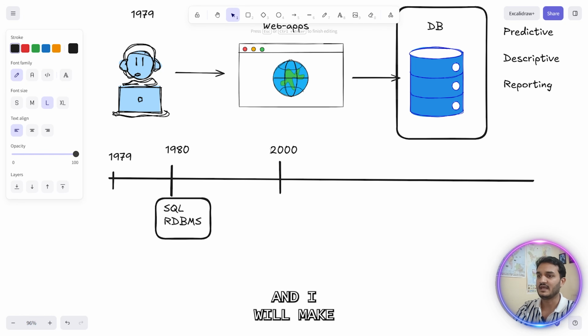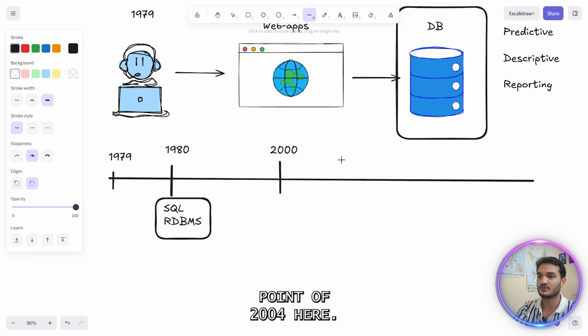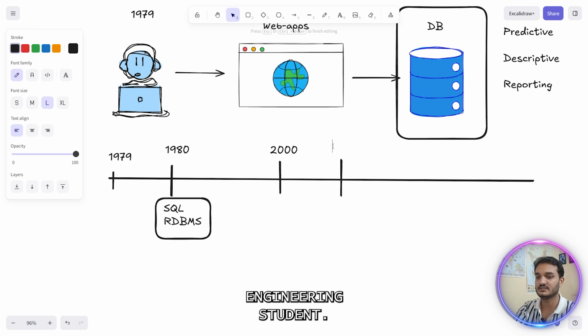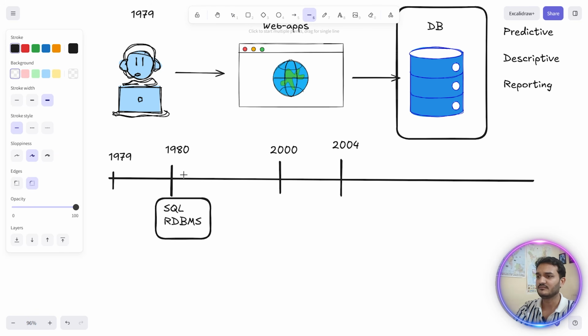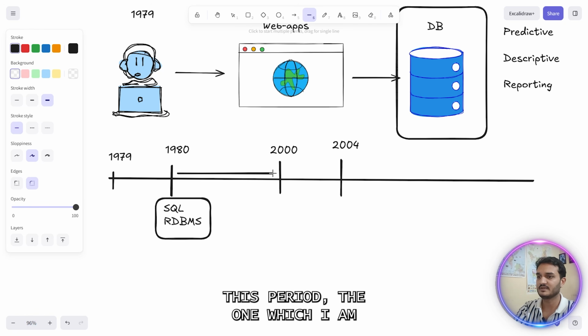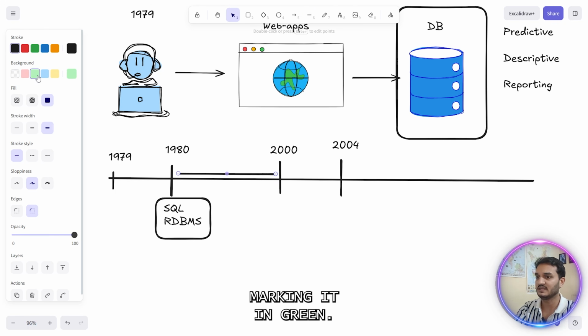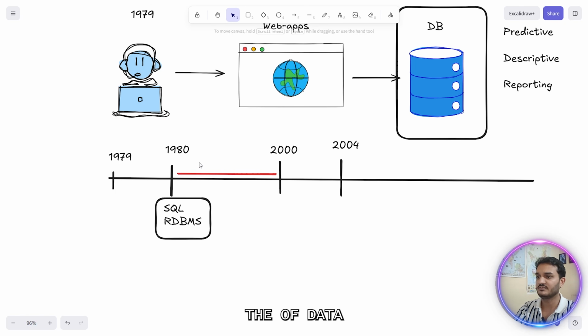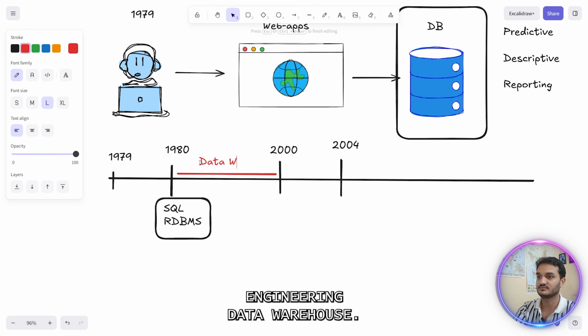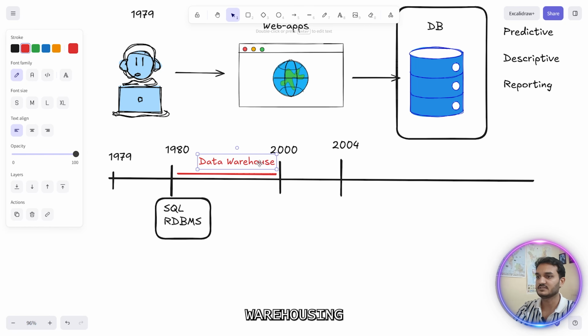this was the era of data warehousing. I will make one more point at 2004 here, which was also a remarkable year for computer science engineering students. I will talk about this. The period I am marking in red was the period of data engineering and data warehouse. We call it data warehousing technology, which was developed in this period, 1980 to 2000.